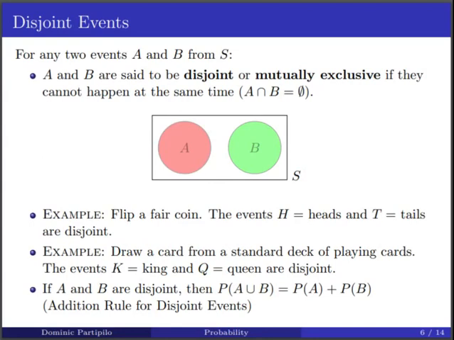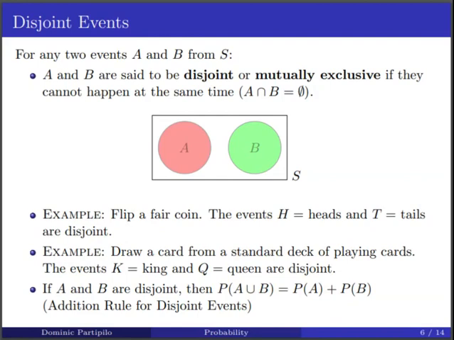But for any two events, A and B, from the sample space S, A and B are said to be disjoint or mutually exclusive if they can't happen at the same time. So again, I know I keep bringing up this heads and tails example, but that's a perfect example for this. You can think of heads and tails as being disjoint or mutually exclusive events because they can't happen at the same time. And if we were to express this in set notation, we would say heads intersect tails is equal to the empty set. And that's how you can say that something is disjoint or not. If the intersection is the empty set, then they can't happen at the same time.